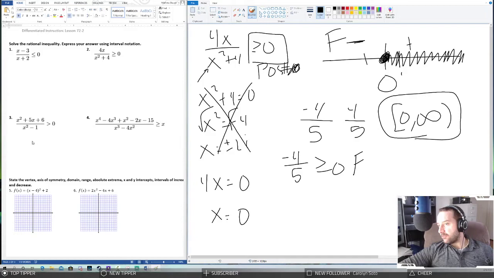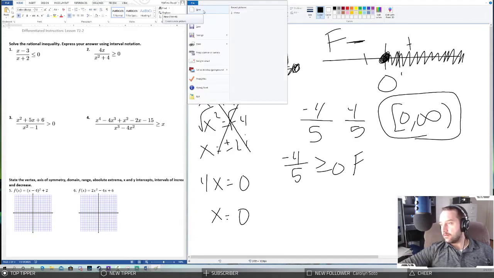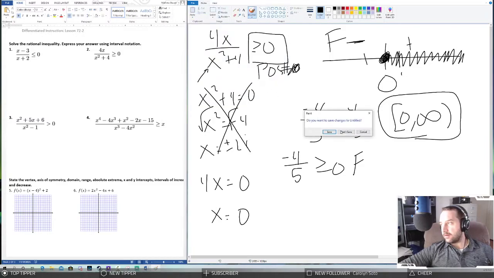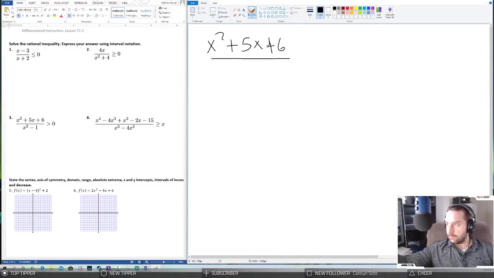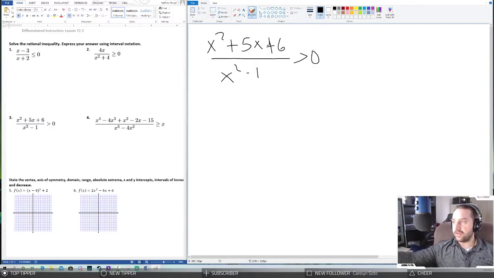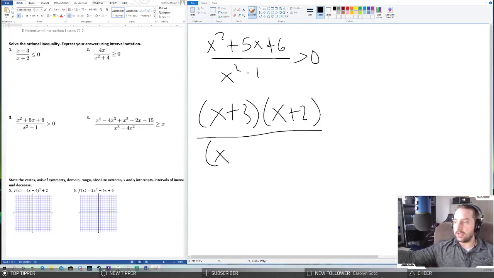Now I'm going to skip to number 4 because number 1 is basically the same thing. Not number 1, but number 3. Just let me point out one thing. For number 3, we will have some factoring to do. Factoring the top, you're going to get x plus 3 times x plus 2. And on the bottom, you're going to get x plus 1 and x minus 1.